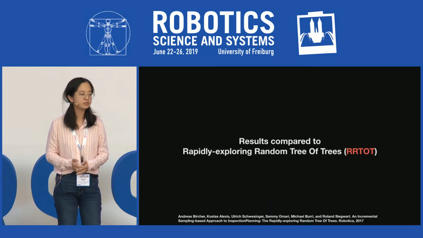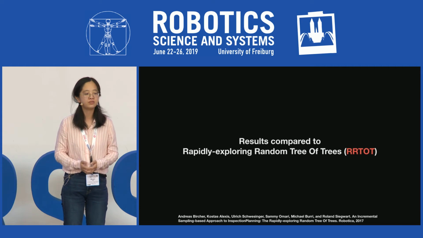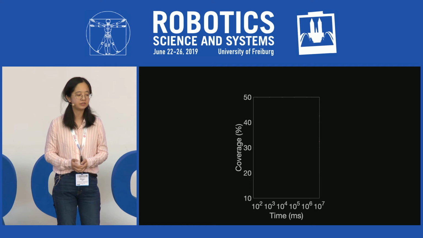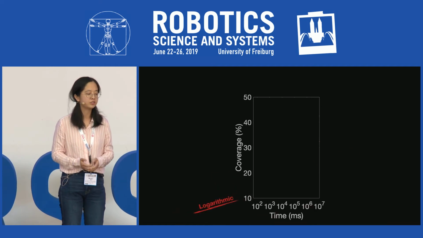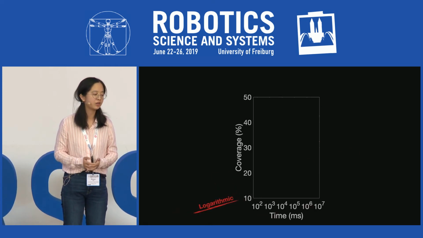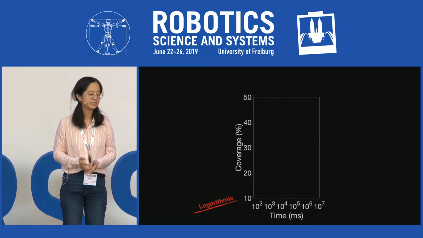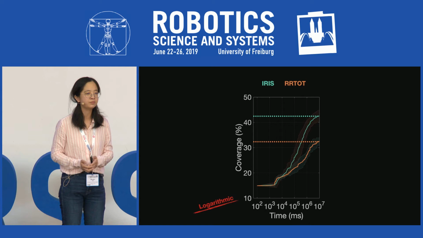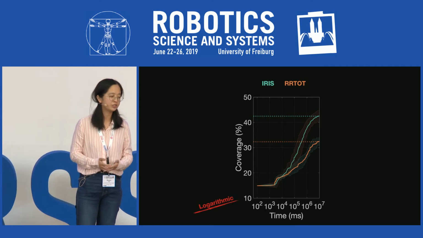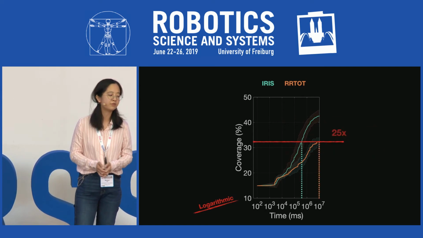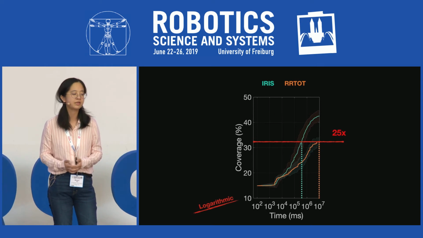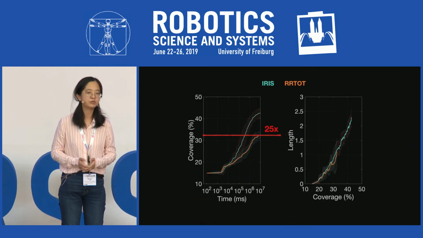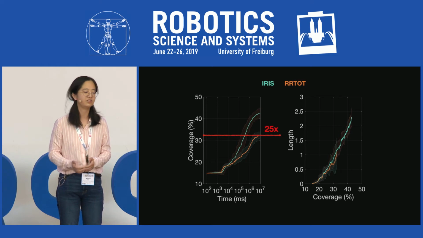We compare our result with a state-of-the-art method, rapidly exploring random tree of trees, in short, RRT of trees. We first look at computation time versus inspection coverage. Here we have a logarithmic time axis. For the time given, IRIS produces more than 10% better coverage than RRT of trees. And to get the same coverage, IRIS is more than 25 times faster. On the other hand, IRIS produces plans with similar lengths.